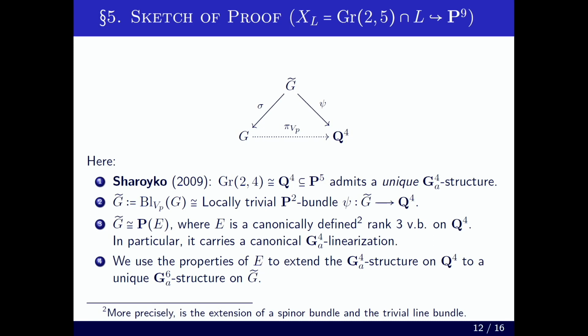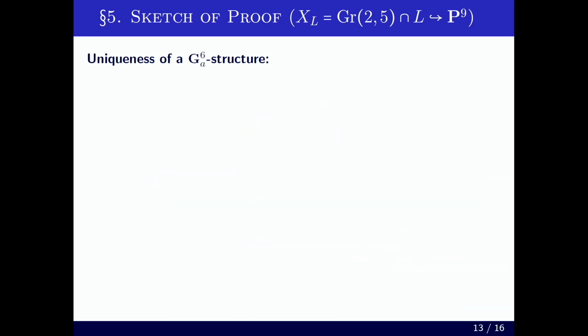In a few minutes, I will tell you another way to do it, but this way is somehow better because it behaves well for fields different from the complex numbers. And then once you produce a G6 structure on G twiddle, you can push it to G by this Blanchard lemma. So that's the key point. Once you have a nice action upstairs, you can push it downstairs. That's the whole point of the construction.